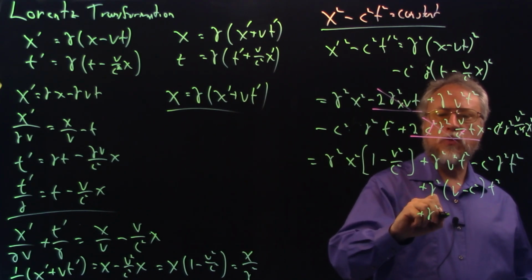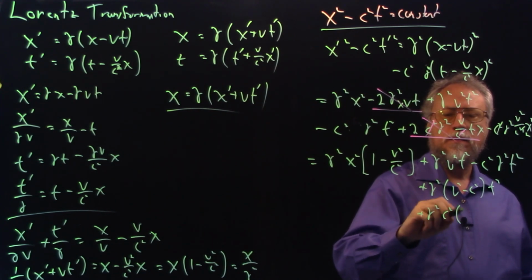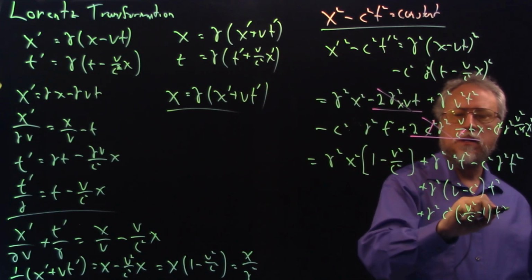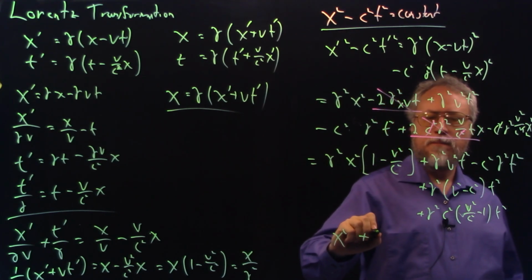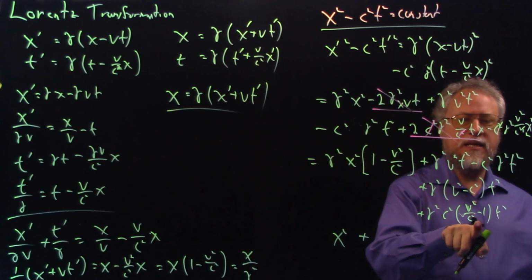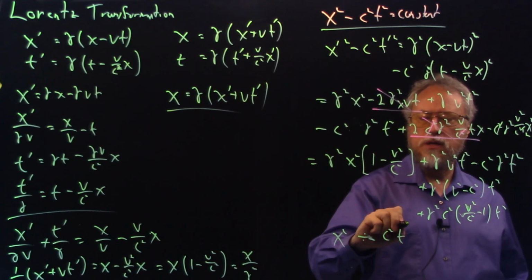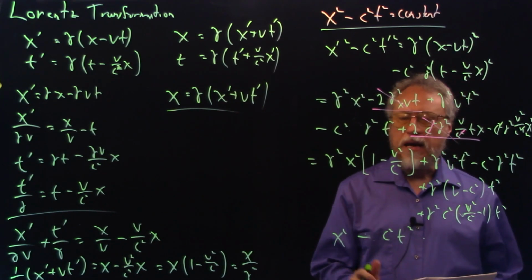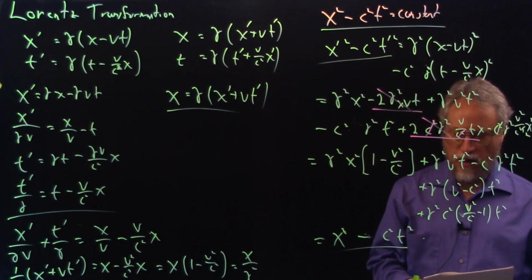So this is plus gamma squared, factor out a c squared, (v squared over c squared minus 1) t squared. So this becomes x squared, and this becomes plus the quantity that is just minus 1 over gamma squared times gamma squared. So this becomes minus c squared t squared. And we're done. And so, sure enough, the quantity is invariant under the transformation.